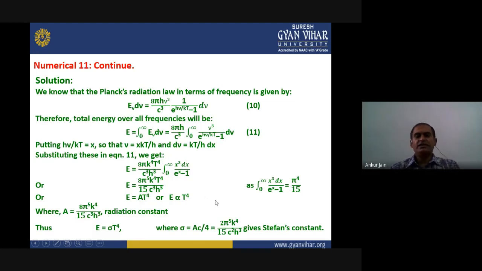Now once we get this equation, E is proportional to T to the power 4, we can write it again as E equals another constant, and this time we will use Stefan's constant. You can see this form is the Stefan-Boltzmann law, that is E equals sigma T to the power 4. The only thing is that the value of sigma, Stefan's constant, is given by ac upon 4. While putting the value of a here, we get sigma equals 2 pi to the power 5 k to the power 4 divided by 15 c square h cube, and that is known as Stefan's constant.